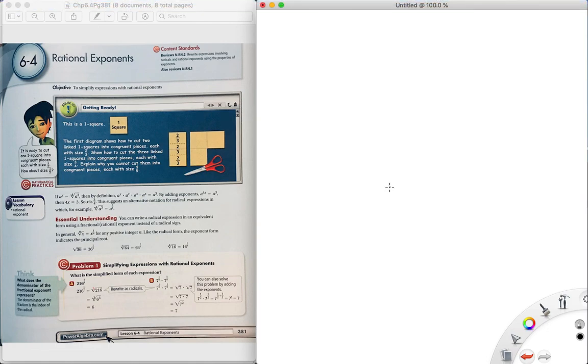Alright, this is Algebra II, Chapter 6, Section 4, Rational Exponents.